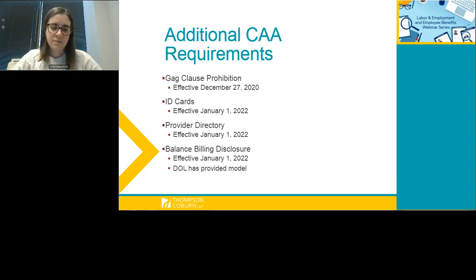And finally is a requirement to provide a balanced billing notice, making sure participants are aware of their protections from certain surprise medical bills. The DOL has provided a model notice that's available on their website, and this requirement goes into effect on January 1 of 2022 as well.